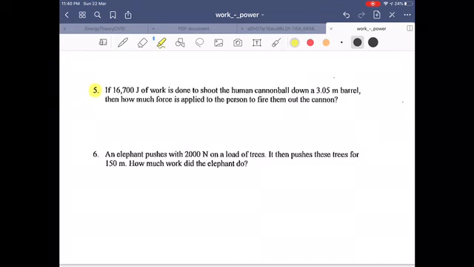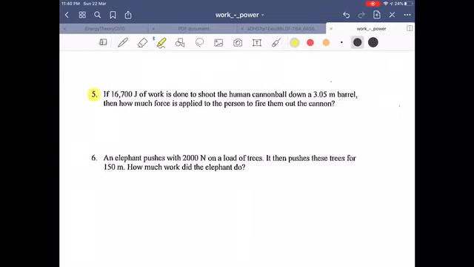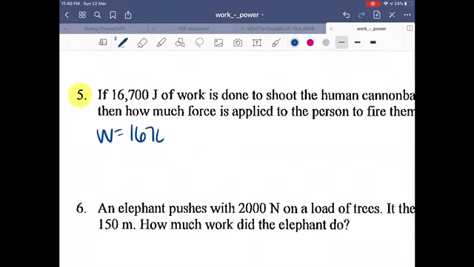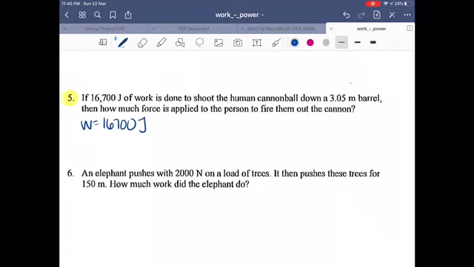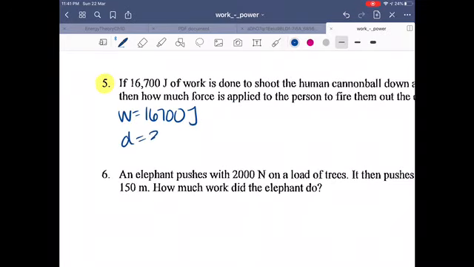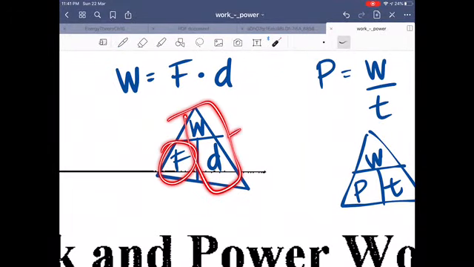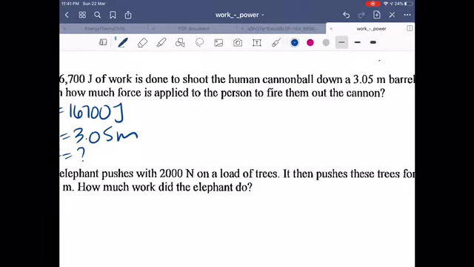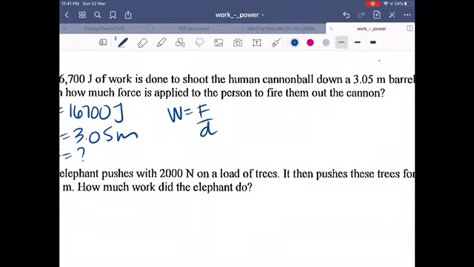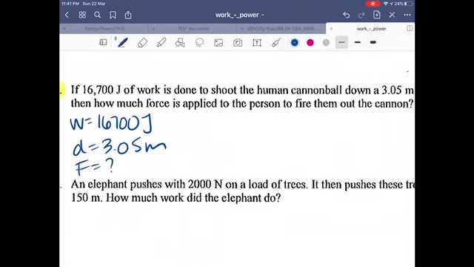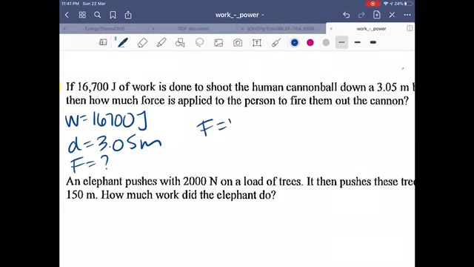And in number 5, they're asking you if 16,700 joules of work, so we have work of 16,700 joules, and we have 3.05 meters distance, and we have force as the doubt. Okay, so you go to your formula, and if we're searching for force, force equals work divided by distance. So you go here, work equals force divided by distance. So work, no, I'm sorry, I did it wrong. It's force equals work divided by distance.